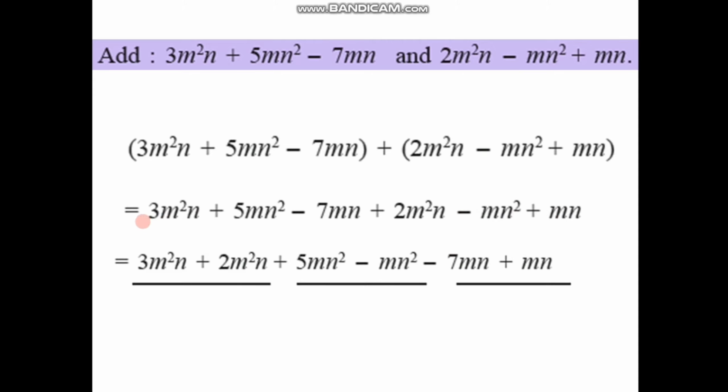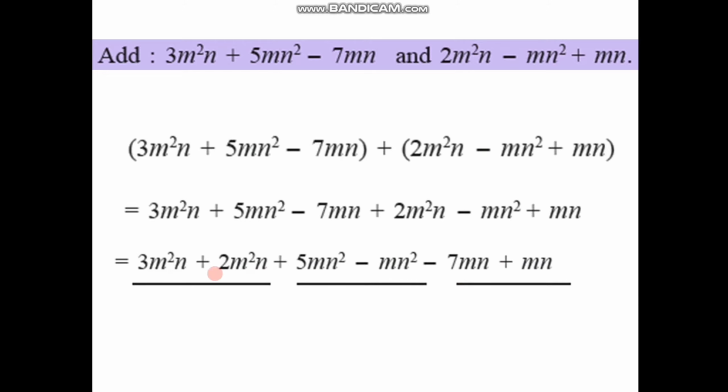Now in these two polynomials, we have some like terms. That is, we have 3m square n and we have 2m square n. So we'll write them together. That is 3m square n plus 2m square n. Similarly, 5mn square and minus mn square are also like terms. So we will write them together. That is 5mn square minus mn square. And the remaining terms are minus 7mn plus mn, which are again like terms.